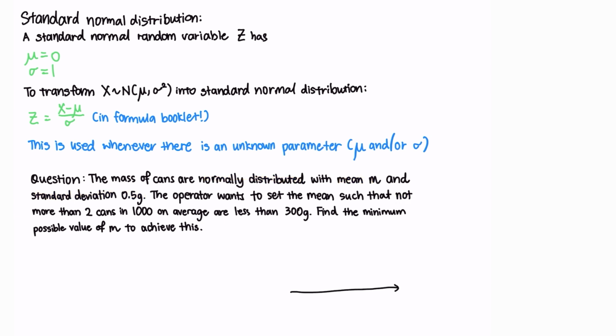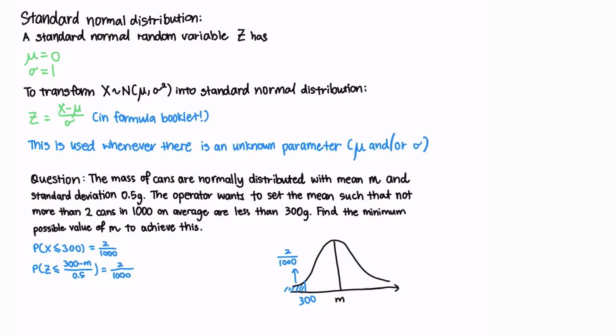So let's first draw our graph. Our normal distribution looks something like this, with a mean of m. Now we want to set the mean such that not more than 2 cans in 1000 are less than 300 grams. So we have 300 over here, and this area is 2 out of 1000. So what I can say is P(x is less than or equal to 300) is equal to 2 over 1000. If I want to standardize this, I'll change this x to a z by taking 300 minus mu over sigma. So we have 300 minus the mean over sigma. In this case, sigma is the standard deviation 0.5, which is still equal to 2 over 1000. I want you to note, after doing this, we still have the same number over here.